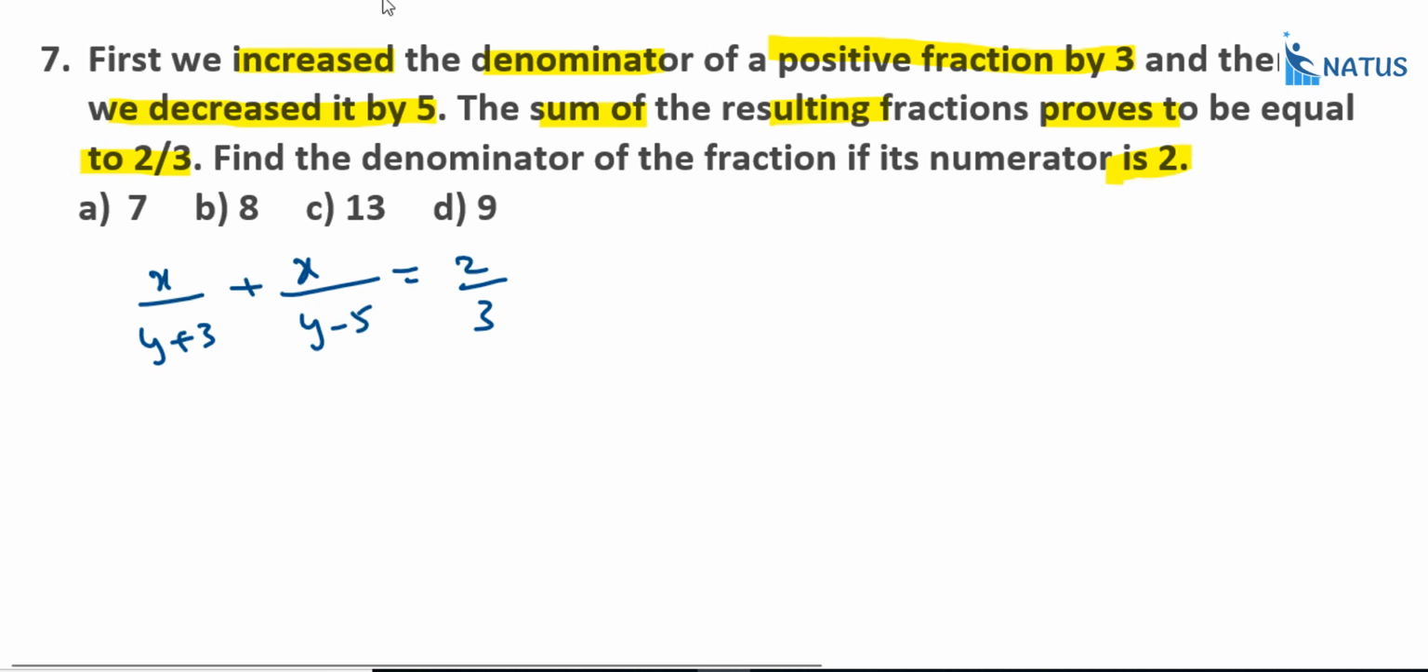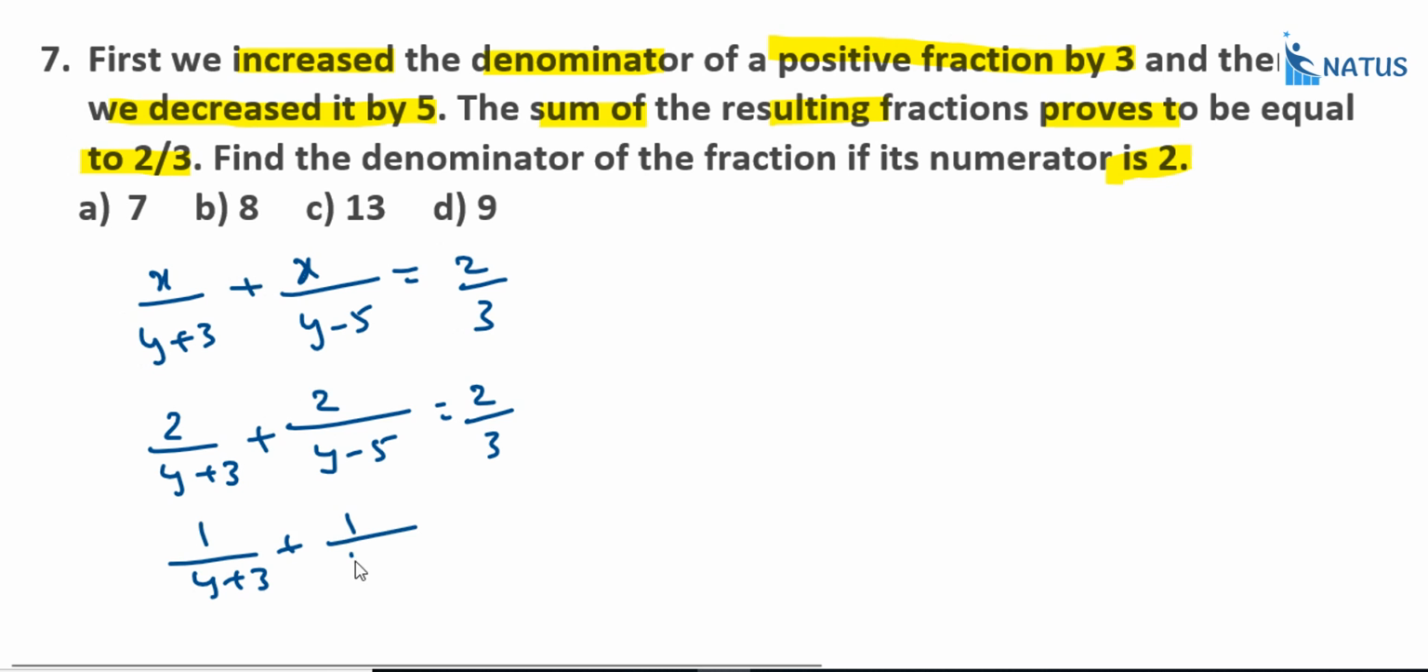So 2 by (y plus 3) plus 2 by (y minus 5) is equal to 2 by 3. Right? Now 1 by (y plus 3) plus 1 by (y minus 5) is equal to 1 by 3. The 2 gets cancelled.